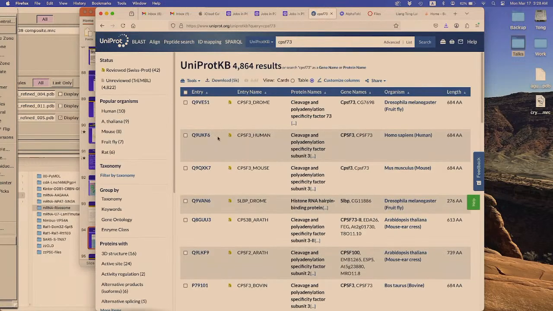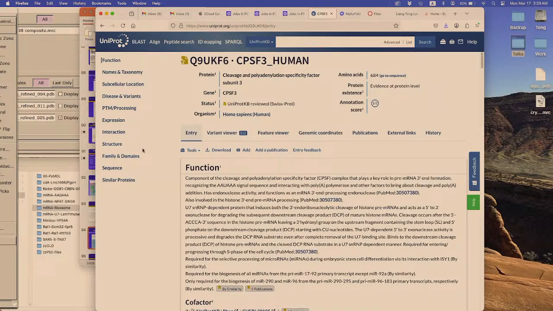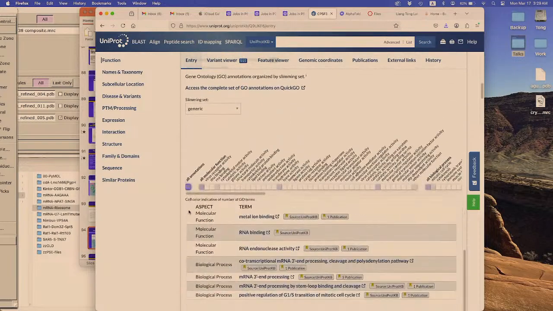So you type in the name of your protein, which in this case is CPS23, and I want the human one, so let's go to the human one. And then it gives you the tabs right here, and all the information about this protein, what's known about the protein. And then, so just scroll down.